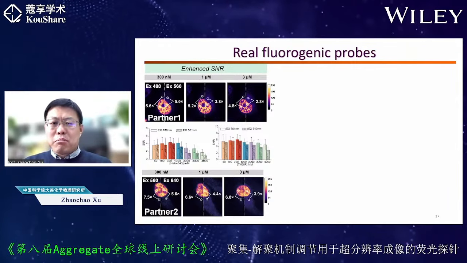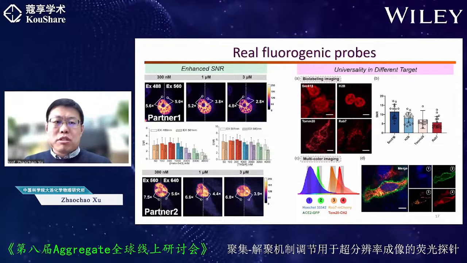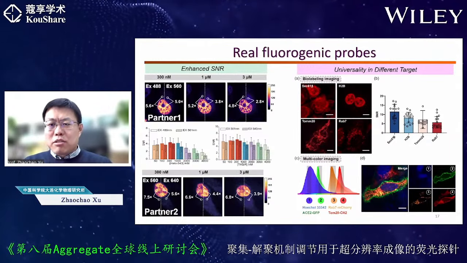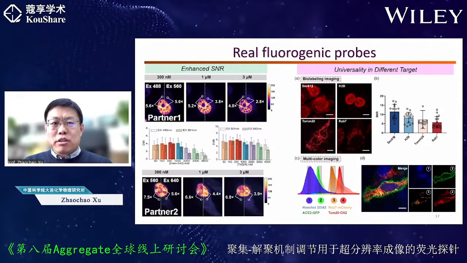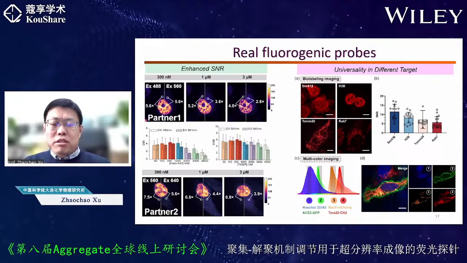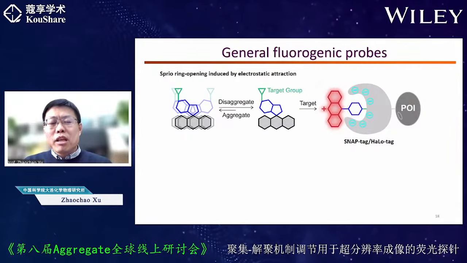And such a probe can be used to image different targets within cells, including proteins in the cytoskeleton, nucleus, mitochondria, lysosomes, and etc. Due to the excellent photostability, these probes can be confidently used in multi-color imaging.